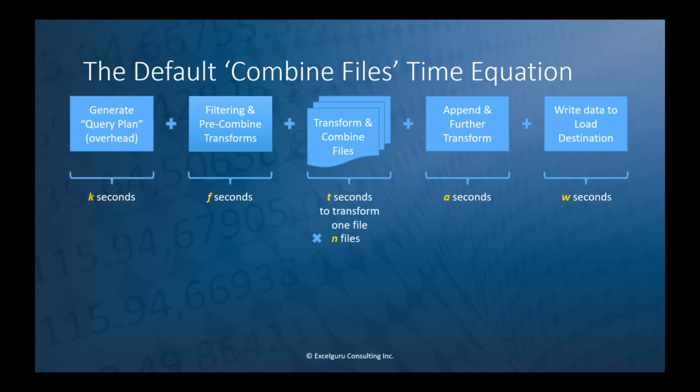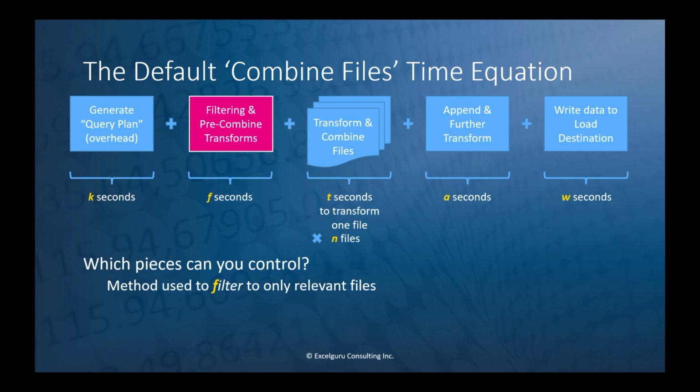Interestingly enough, the load destination that you choose has an impact on how long that takes. It takes longer to write to the data model than it does to an Excel worksheet. And it takes much longer to write to both. Okay? So the big question in here is, what can you do to speed this up? So there's a couple of different pieces here.